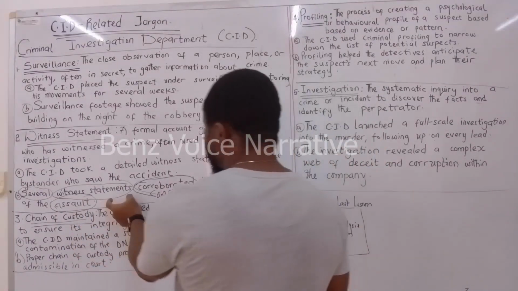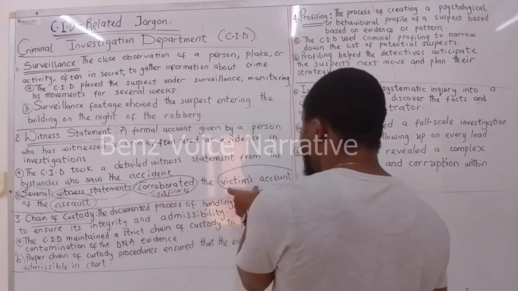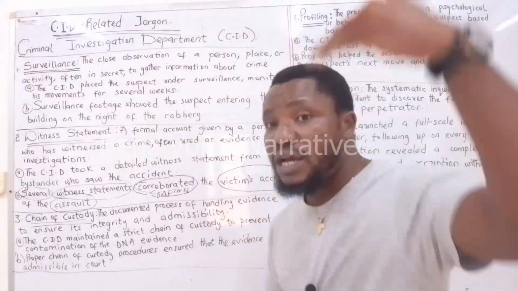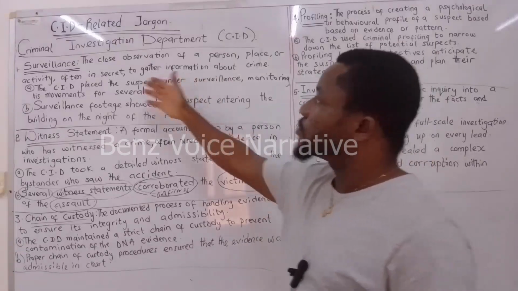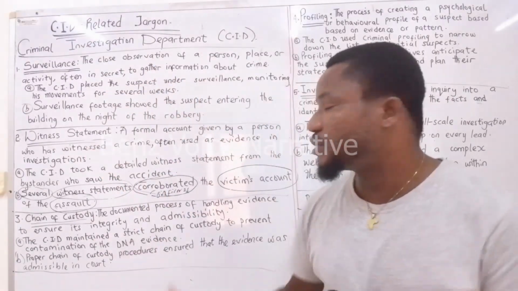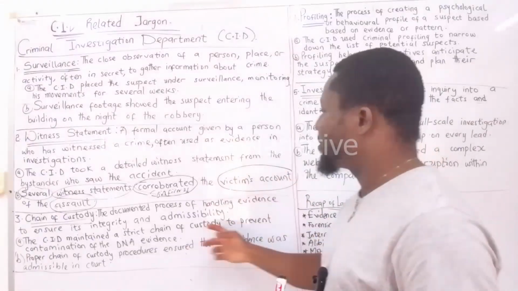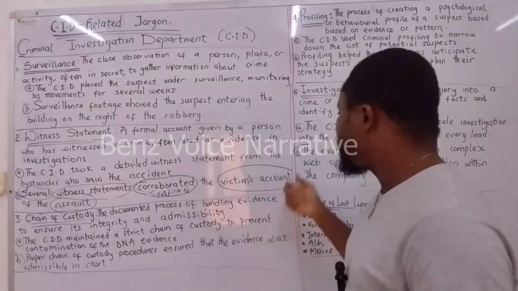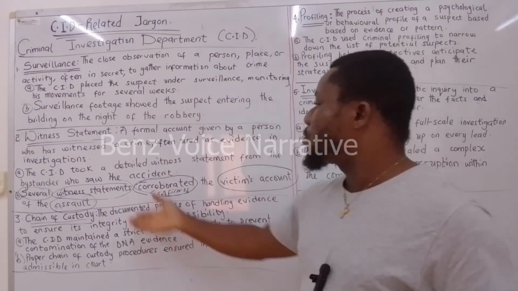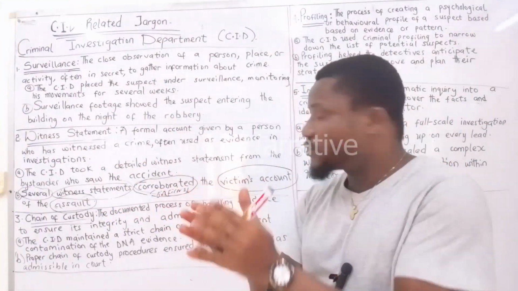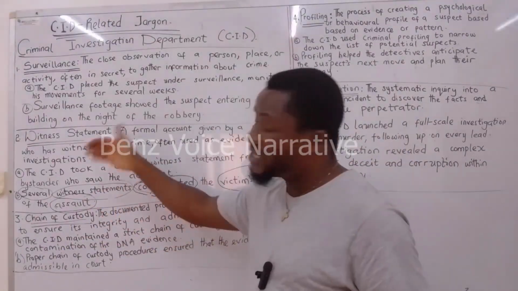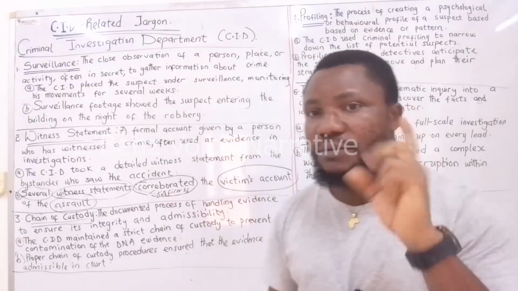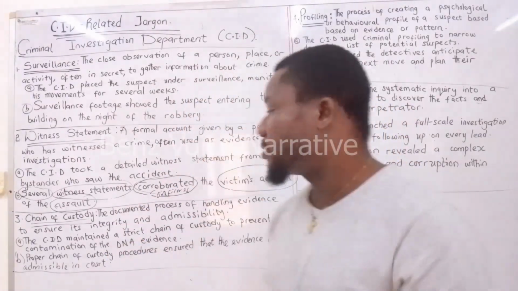So several witness statements confirmed the victim's account of the assault, which means the victim must have given an account before. And so for the officers of the CID to confirm the account of the victim, they have to corroborate that. They need to back that up. They need to support that. They need to verify the statement or account of the victim and compare it with what the witnesses are saying. Which means that witness statement carries weight in the process of investigation.